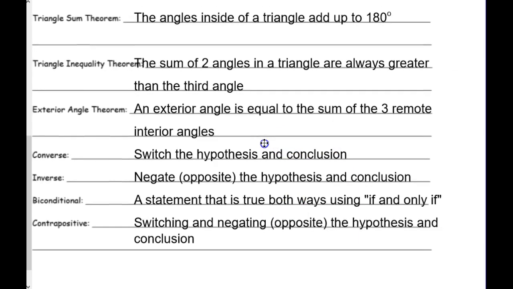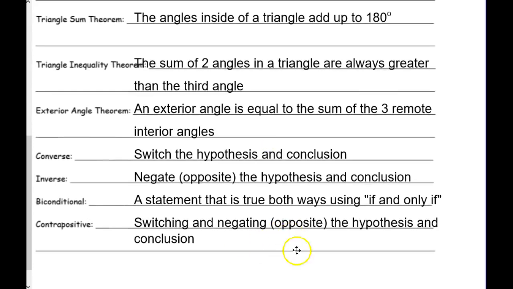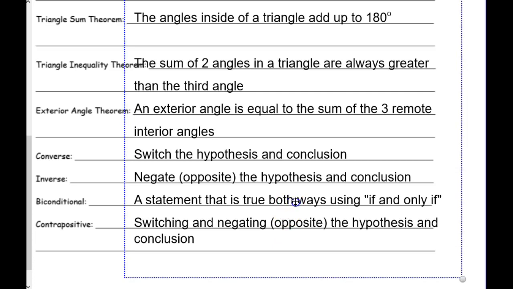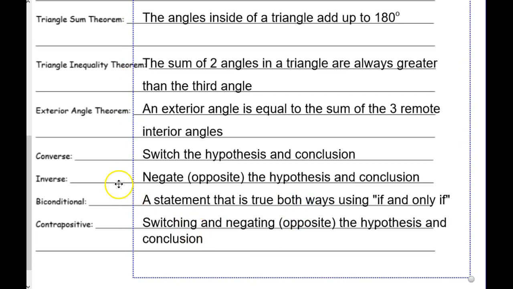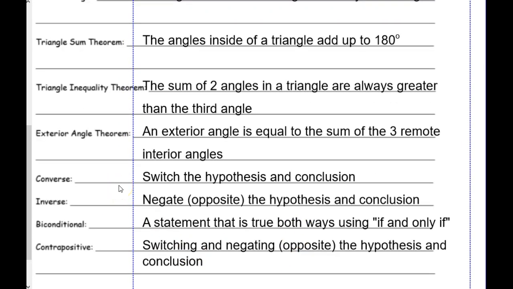The triangle inequality theorem says the sum of two sides in a triangle is always greater than the third side. The exterior angle theorem says an exterior angle is equal to the sum of the two remote interior angles. An exterior angle is equal to the sum of the two remote interior angles.